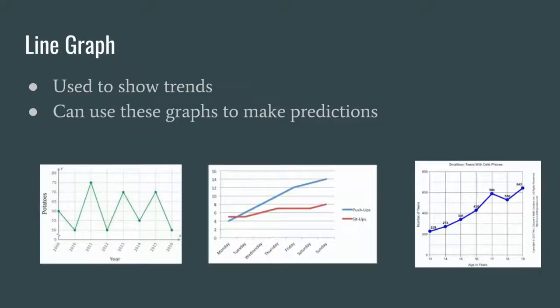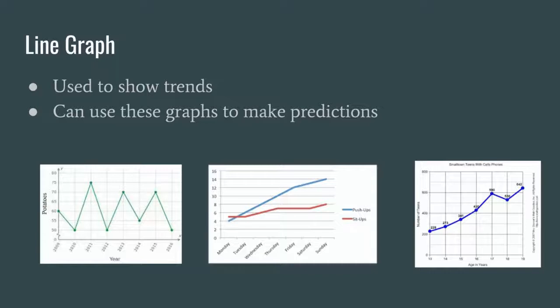Now, line graphs are used to show trends. You can see in the graphs that I have here that things have changed, right? You see the number of push-ups in that middle one has gone up every day. You see the small town teens with cell phones has increased year by year. And you can actually use these graphs to make predictions.